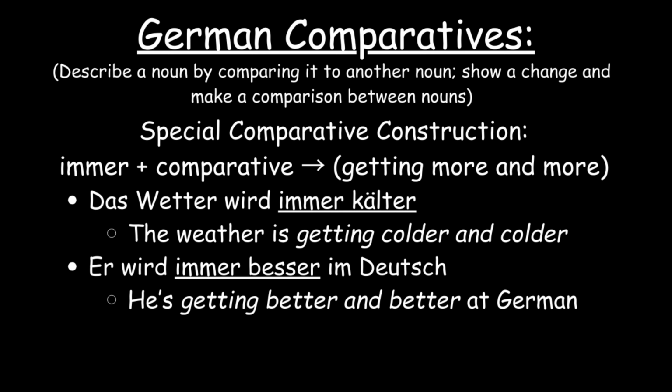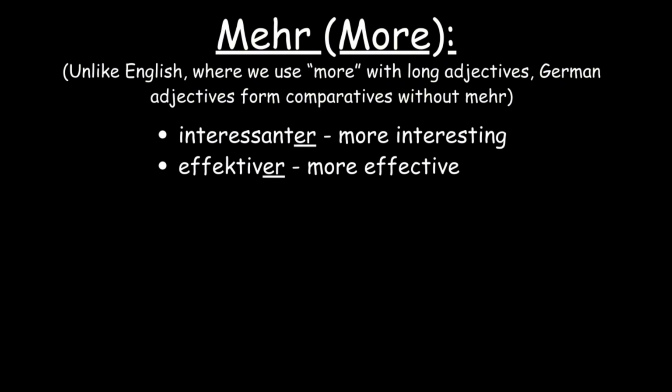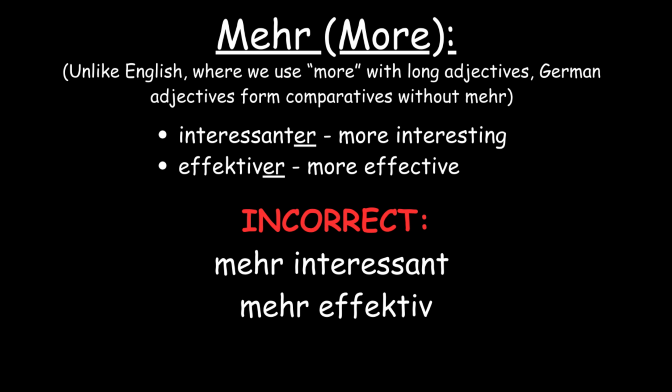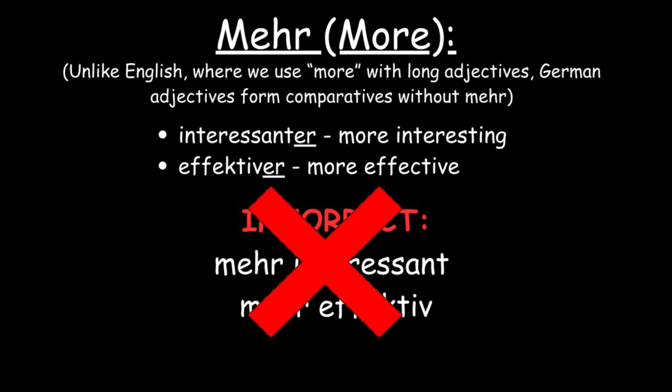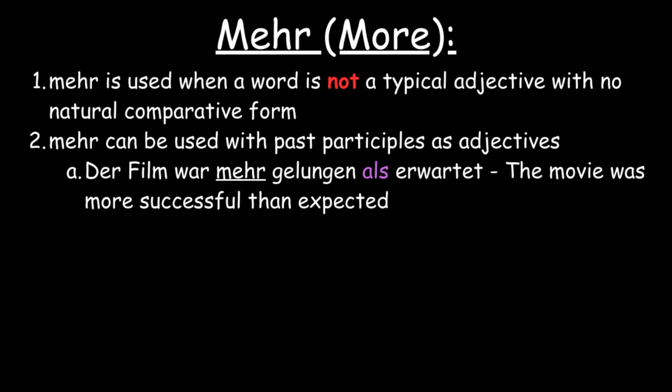Lastly, it's important to discuss the concept of mehr. Unlike English, where we use "more" with long adjectives, German adjectives form comparatives without mehr, despite adjectives being long, like interessanter and effektiver. Grammatically, it'd be incorrect to say mehr interessant and mehr effektiv, so this concept doesn't work in German. However, mehr is used when a word is not a typical adjective and when it doesn't have a natural comparative form. For instance, we can use mehr with past participles as adjectives.